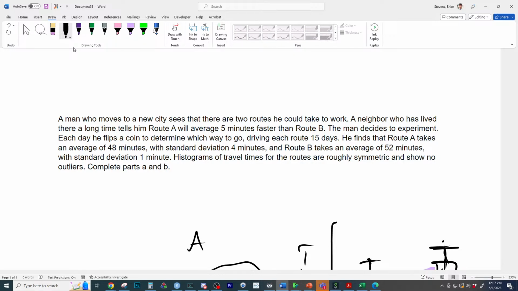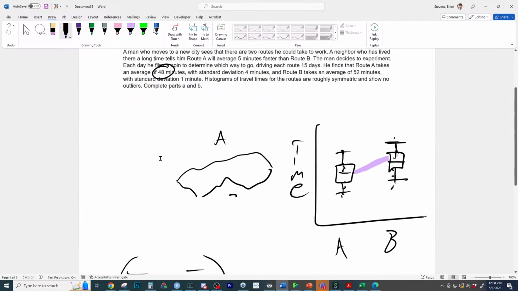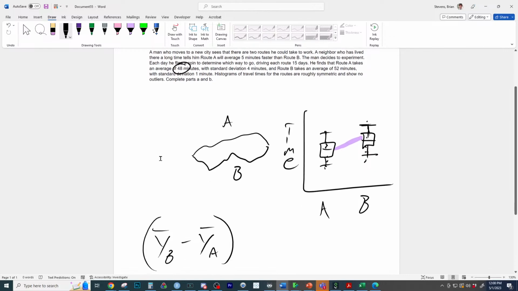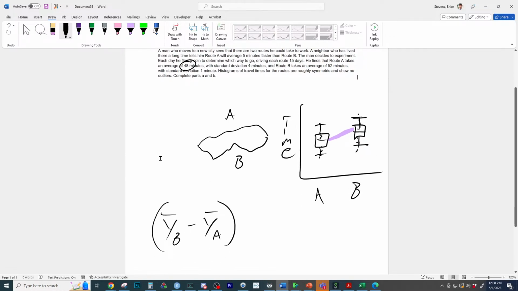A lot of these questions boil down to marking the notation and then solving the problem, and then knowing which equations to use. So route A took, and what is that in notation? If that is the average for route A, what is the notation for the 48 minutes right there? If that is the average for route A, what is that in notation? So that's the average for route A. What is that in notation now?